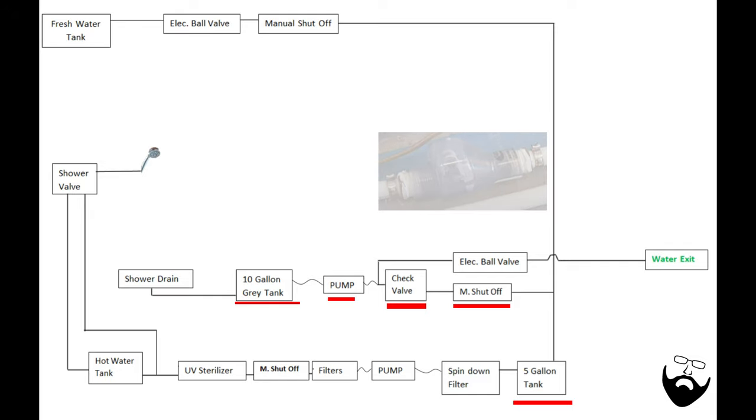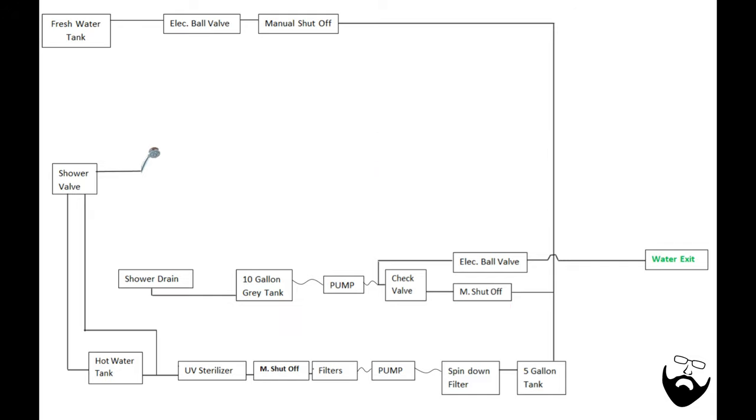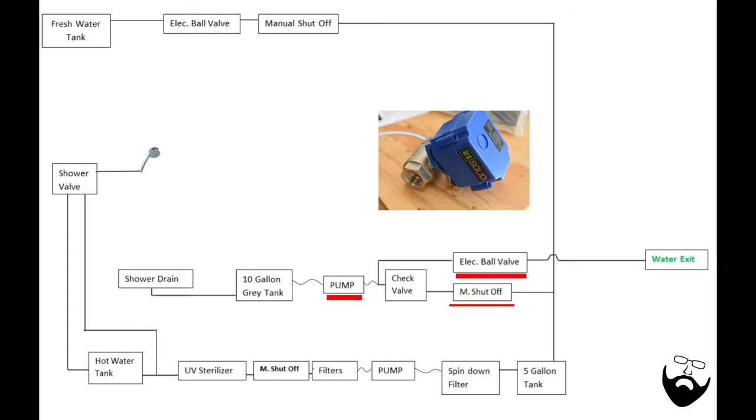Now, if I want to empty this water and put fresh water in, I simply close the manual shutoff, then run the pump. I turn the electronic ball valve on, and the pump quickly will help push the water out of the van. And that's the complete shower system.